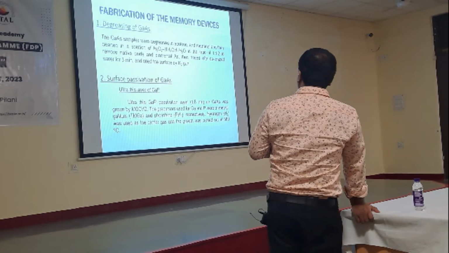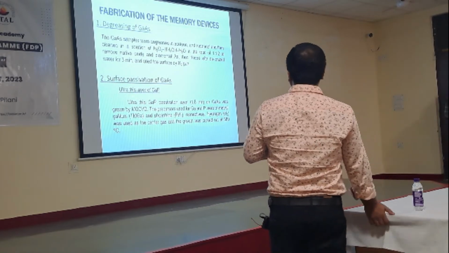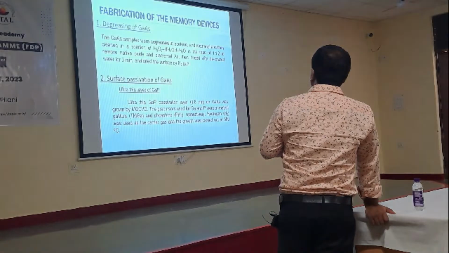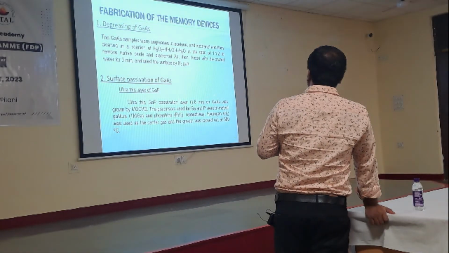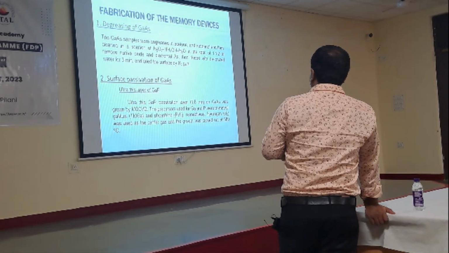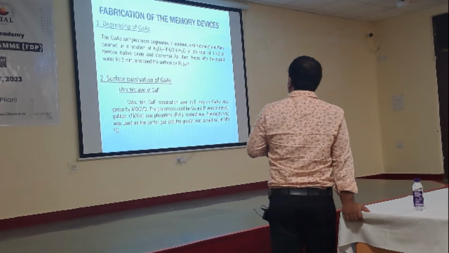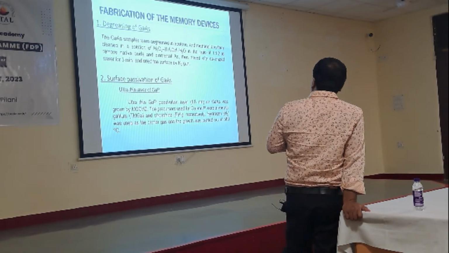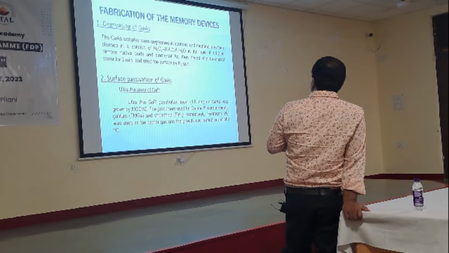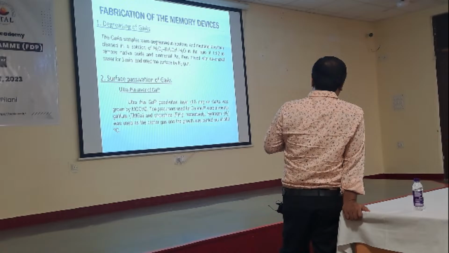Now, surface passivation of gallium arsenide. I told you I have used an ultra thin layer of gallium phosphide. Ultra thin means what? It is actually 1.8 nanometer, very thin. Now the ultra thin gallium phosphide passivation layer was deposited again by an evaporation technique, and the precursors, I have told you, are gallium and phosphorus.